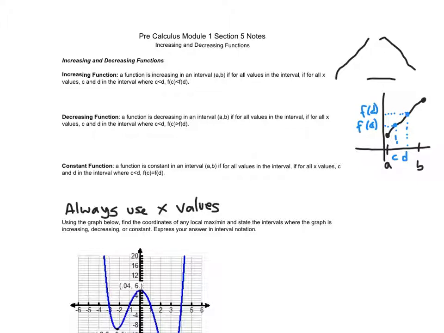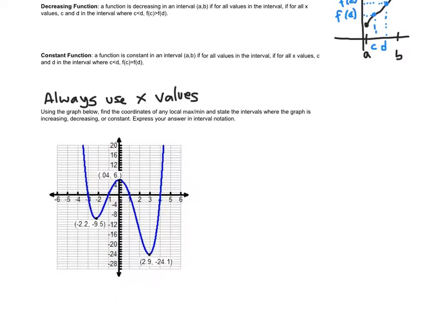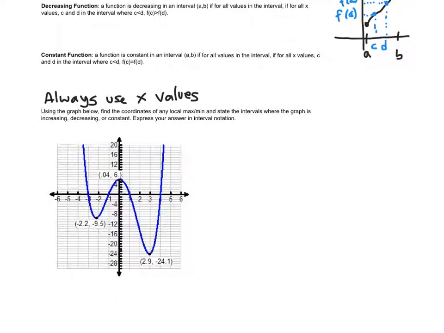So if I look at my first example here, I have this graph of this function, and it says I want to find the coordinates of any local max or minimums, and then I want to state where the graph is increasing, decreasing, or constant. So first let's talk about local max and local min, which we've talked about before, same as relative max, relative min. I see a local max where it reaches this peak up here. So there's a local max at x equals 0.04, and that's going to be of 6, so y value of 6.